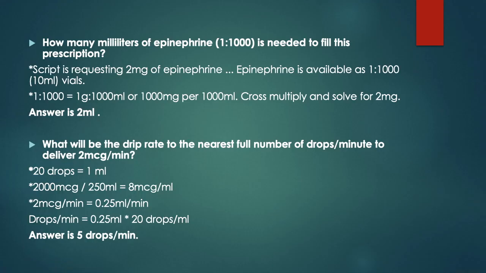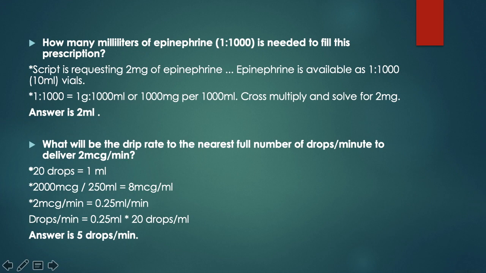Now, if we take a look at this first question here, how many milliliters of epinephrine, 1 to 1000, is needed to fill this prescription? Now, whenever you see 1 to 1000, that's like a ratio, but there's actually units there. You have to assume certain units. So the 1 is always going to be in gram, okay? The 1 is always gram, and the 1000 is always ml.